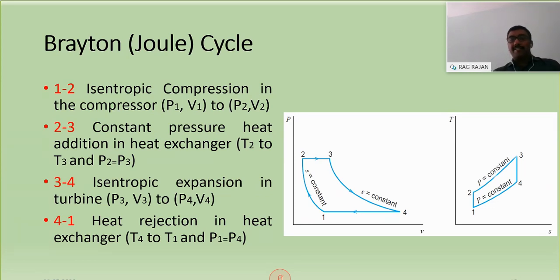Now we will go for the analysis part. It is very simple to remember that points 1 and 4 are at pressure P1, and points 2 and 3 are at pressure P2, because there are only two pressures, P1 and P2. This P2 by P1 is generally called the pressure ratio.